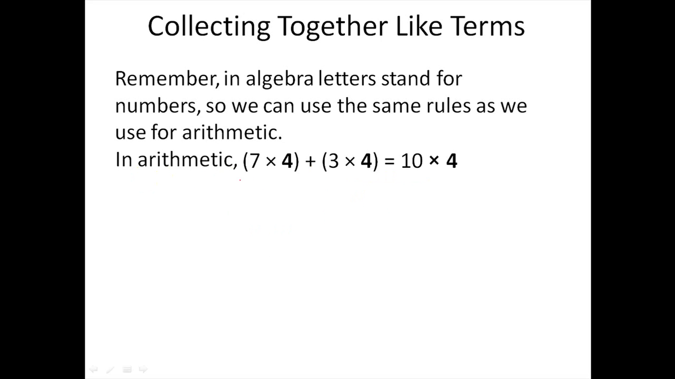Here is an example again in arithmetic. In the previous slide you saw examples of addition. Similarly here we'll see examples of multiplication. In arithmetic we have 7 times 4 plus 3 times 4 is equal to what? 10 times 4, because 7 times 4 is 28, 3 times 4 is 12, and 28 plus 12 is 10 times 4, which is 40. That's true.